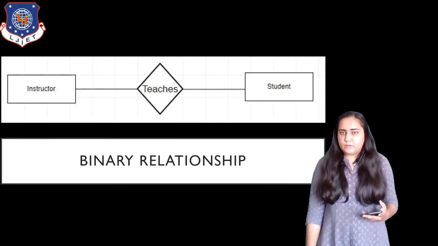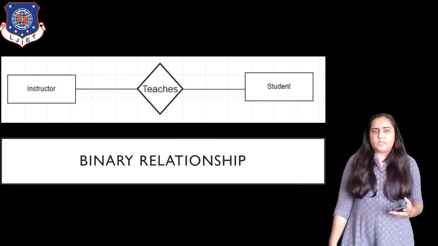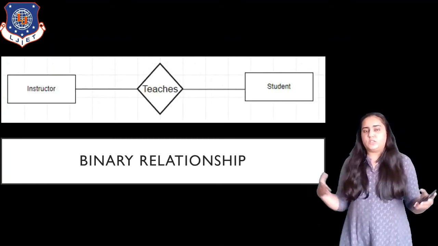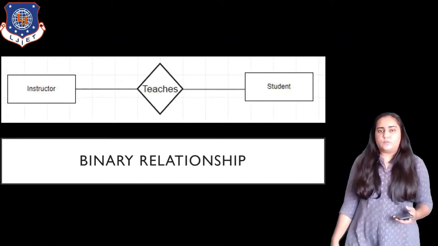Next, we have a binary relationship, which you can see here. So it's a fairly simple relationship between instructor and a student. Instructor teaches a student. Instructor and student both are entity sets. Teaches is a relationship set.